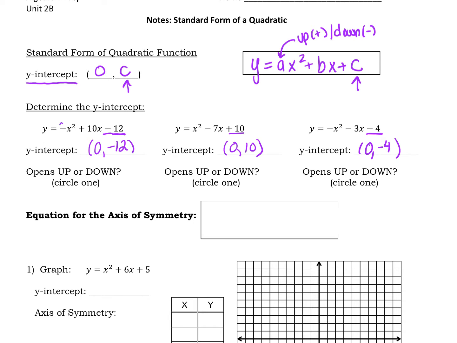So if I look, my a value is negative here, so I know my graph is going to open down. My a value is positive here, so my graph is going to open up. My a value is negative here, so my graph is going to open down.